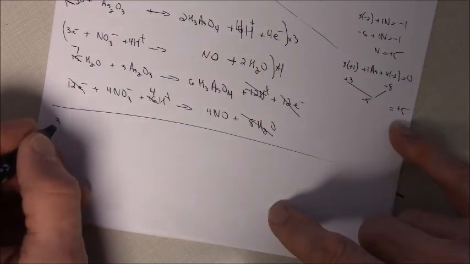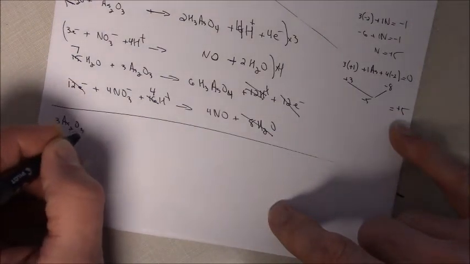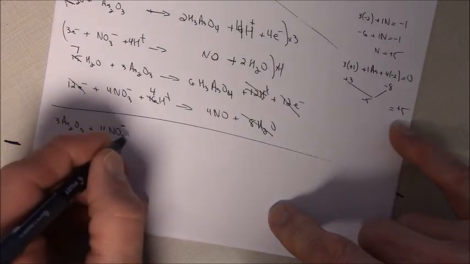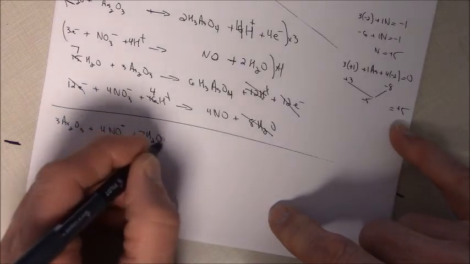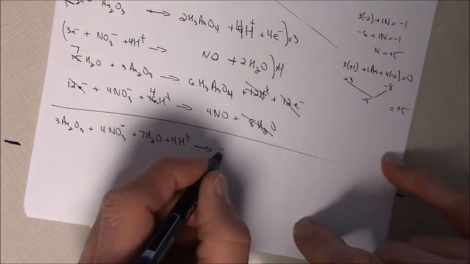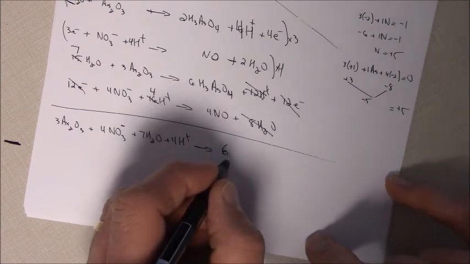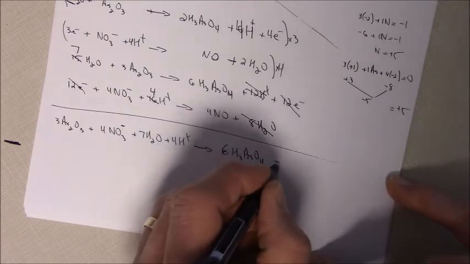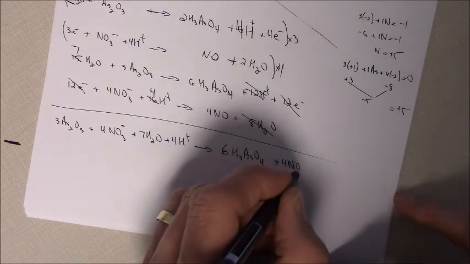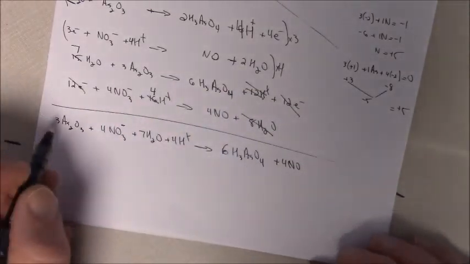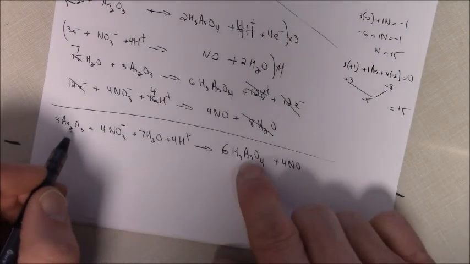So you're going to be left with 3 arsenics, 4 NO3 minus, plus 7 H2O, plus 4 H plus, goes to 6 H3AsO4 plus 4 NO. I don't see anything else on that side. 6 arsenic, 6 arsenic.